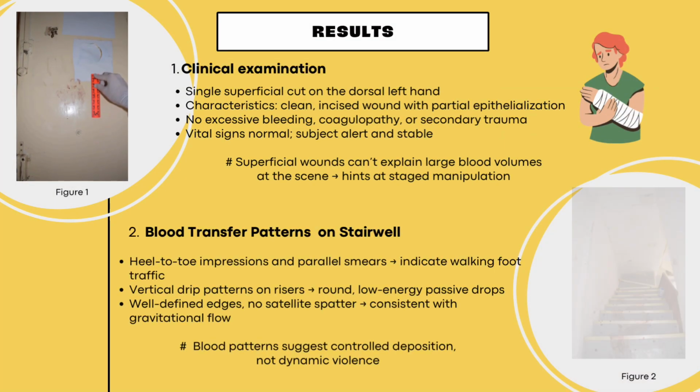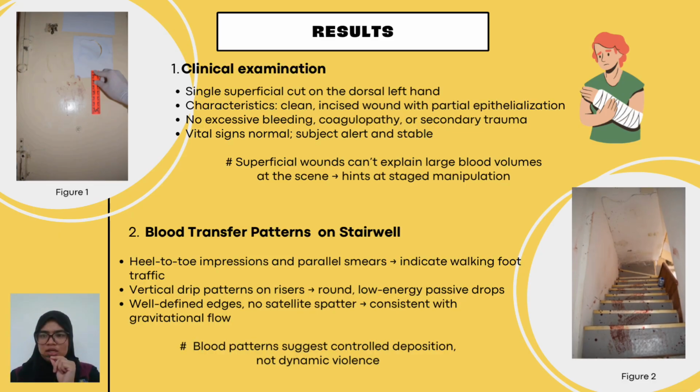Thus, the clinical examination showed that the subject only had one superficial incised wound on the dorsal left hand. The wound had clean sharp edges and partial epithelialization, with no excessive bleeding, no coagulopathy, and no secondary trauma. Vital signs were normal and the subject was fully alert. This type of wound cannot produce the large amount of blood observed throughout the residence. So immediately, there is a strong mismatch between the injury and the blood volume, suggesting that it might be scene manipulation.